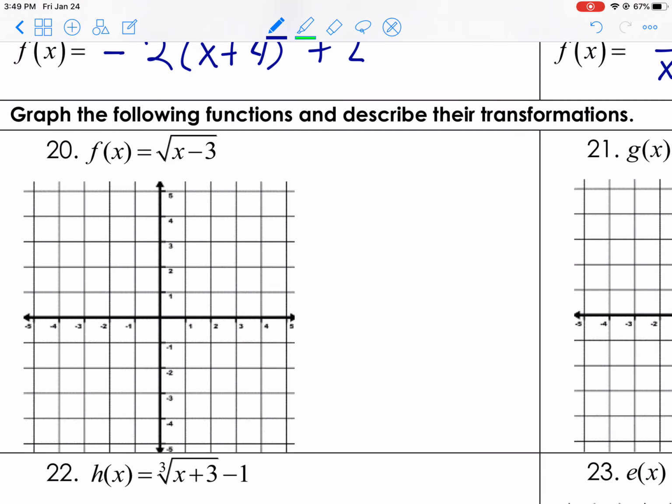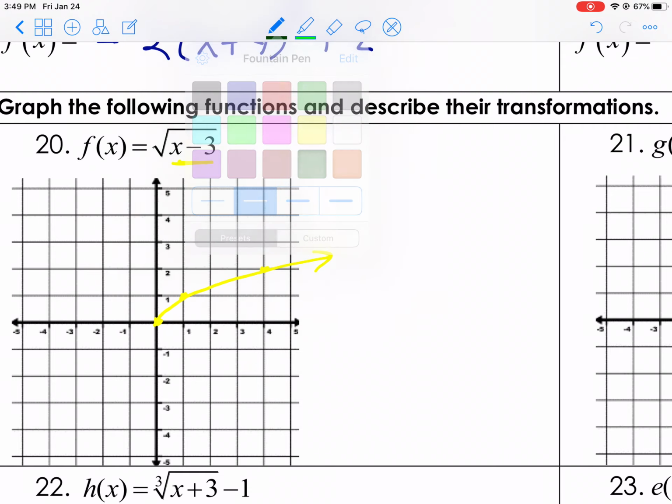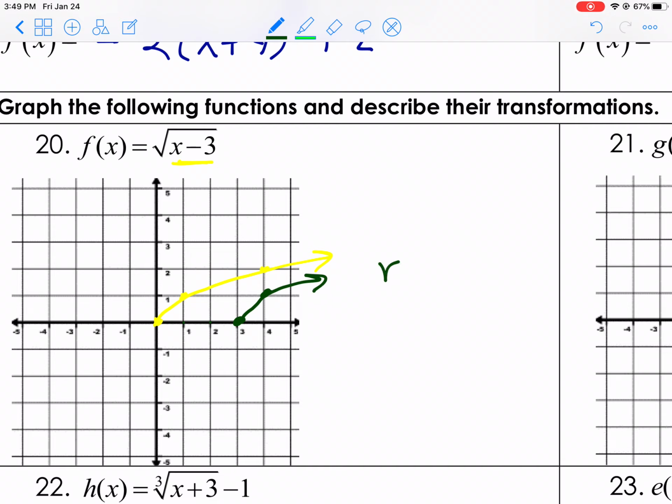Okay, on this, they want us to graph the following function and describe the transformation. So I'm going to choose sort of a light color. If I were graphing the parent function, it would look like that. But this one has been shifted right 3. So what I'm going to do is take each point that I did, 1, 2, 3, and shift it over 1, 2, 3, like that. And then I'll just say right 3.